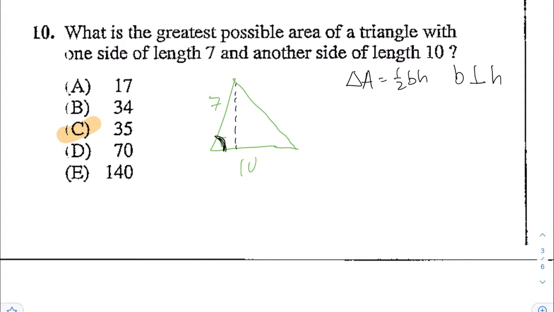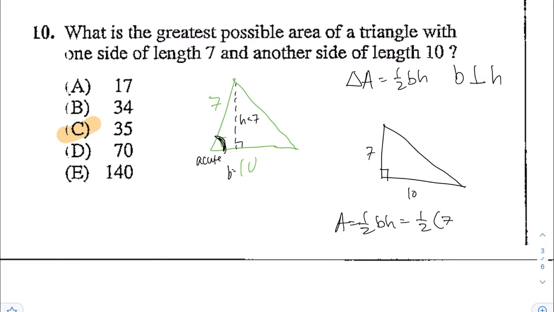So if this is an acute angle, for example, the height here will be less than 7. The base, of course, is 10. So in order to maximize this triangle's area, you have to make the 7 and the 10 perpendicular so that the height is exactly 7. And then when you do 1/2 base times height, that will give you 1/2 times 7 times 10, which cross cancels to give you 5, and 7 times 5 is 35. Choice C.